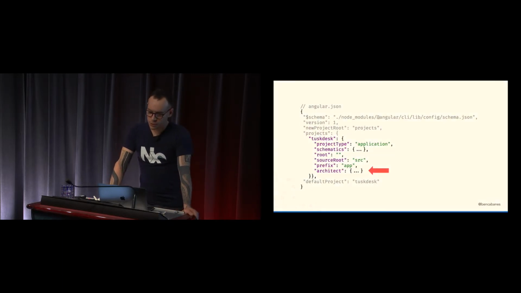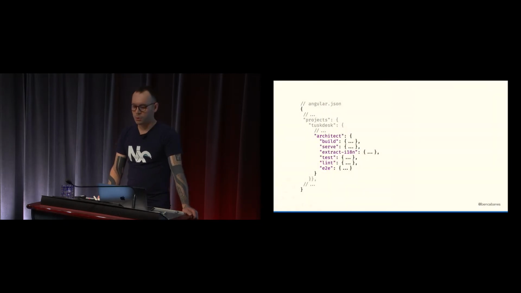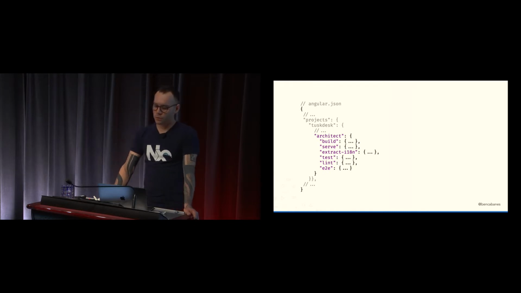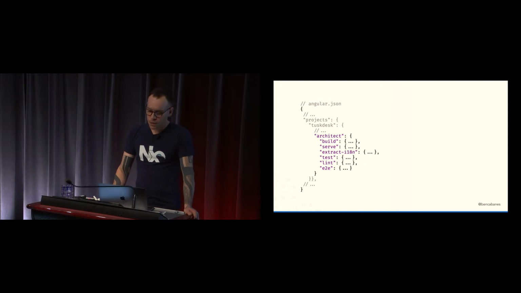For each project, we have a bunch of properties, but one specifically should ring a bell with what we just saw, the architect property. We can see the architect property under the project. Inside this architect property are listed all the available tasks that we can run for the current project. Those properties are called targets. And for each of those targets, we notice that they all follow the same pattern.